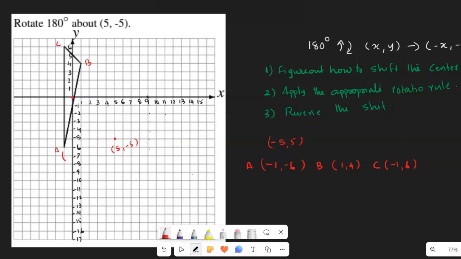What you need to do next is add the shift to each coordinate. I'm calling this A prime. Negative 1 plus negative 5.